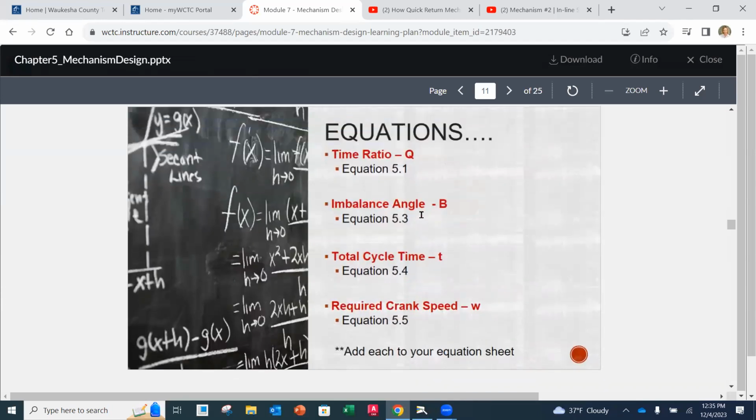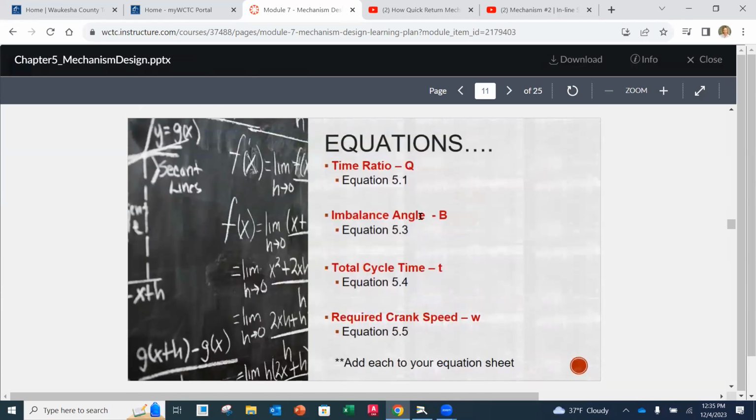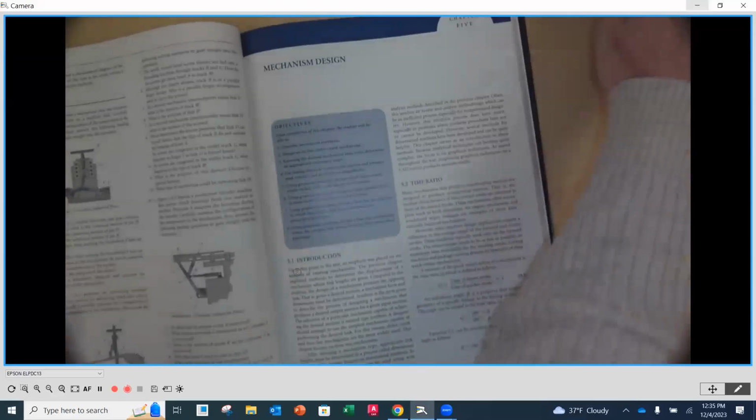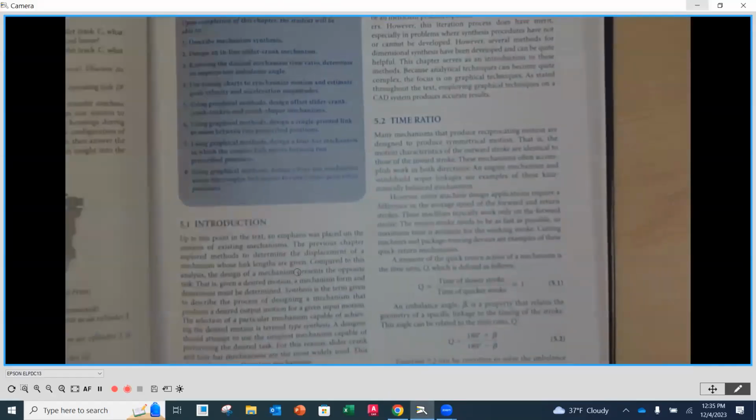Now, some equations that we're going to be using as we do some of our design. I want to go through and identify each one of these. The first one is time ratio, and this uses the variable Q. This is on page 109 in the second column, equation 5-1. I'm going to zoom in here. The equations that I'm referring to are right at the bottom of that second column.